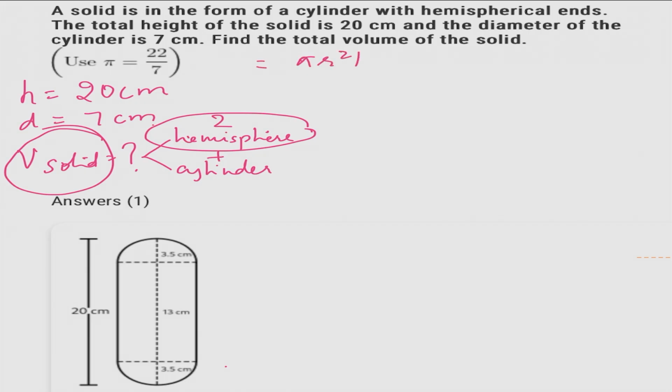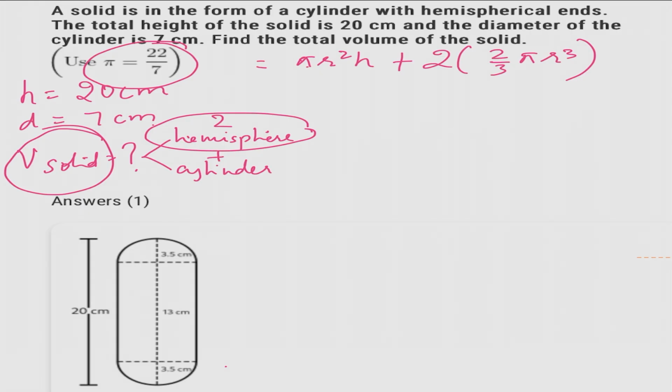What is the volume of cylinder? It is pi r square h, and volume of cylinder plus volume of hemisphere. Since we have two hemispheres, multiply by 2. What is the volume of the hemisphere? It is 2 by 3 pi r cube. And they have given in the question, we have to use pi as 22 by 7. So, we will be using pi as 22 by 7.